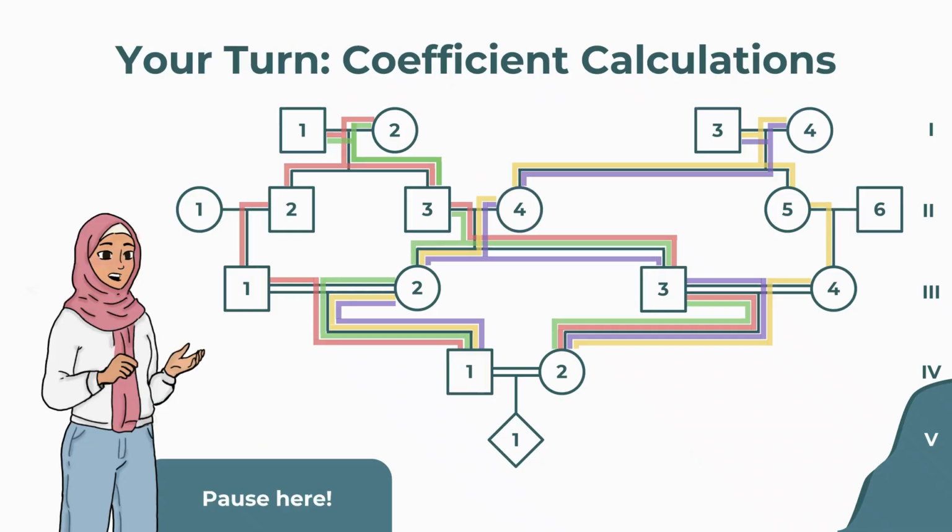For anybody watching at home, you can try calculating the coefficients of relatedness and inbreeding here. Pause here before we reveal the answers.